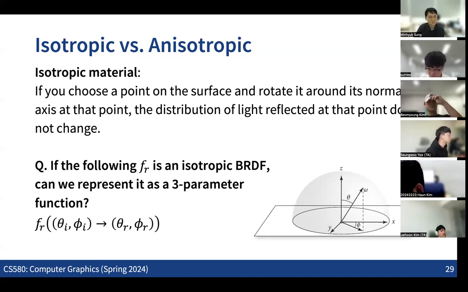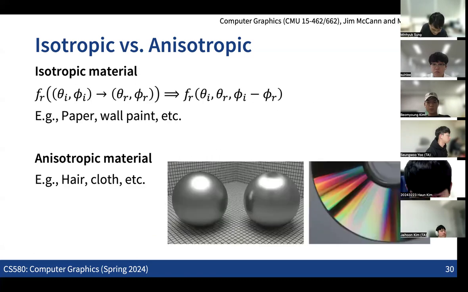So basically, this means that we cannot just ignore the azimuth of the outgoing direction. Actually, what this means is that we just need to consider the relative azimuth between the incoming and the outgoing directions. Does it make sense?